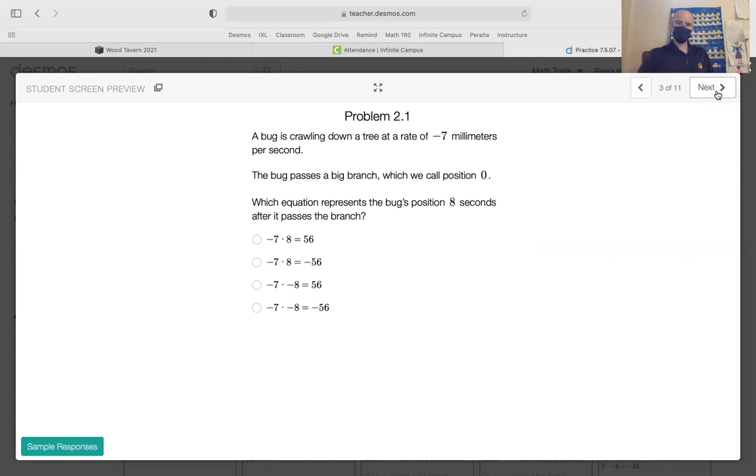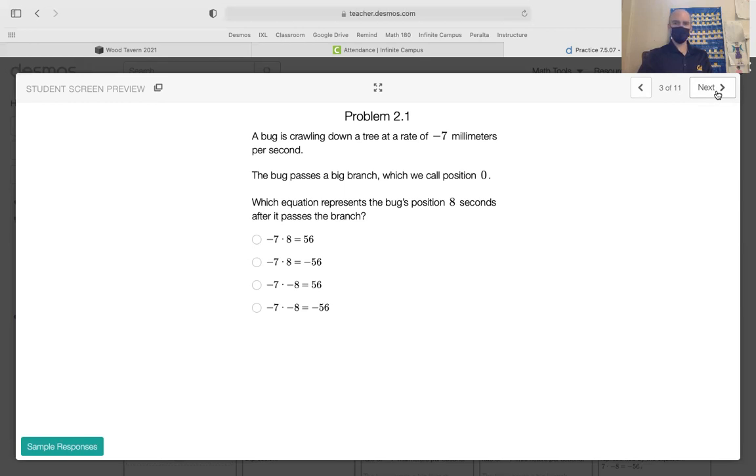So which equation represents the bug's position 8 seconds after it passes the branch being 0, like on a number line? So remember, these are the practice problems that go with that turtle lesson that we did recently in Desmos, where when the turtles were traveling left on the number line, they were going into the negatives, and that was like negative rate of travel. And as they went right, that was positive rate of travel. It's the same thing. The tree, going down the tree is negative, going up the tree is positive.